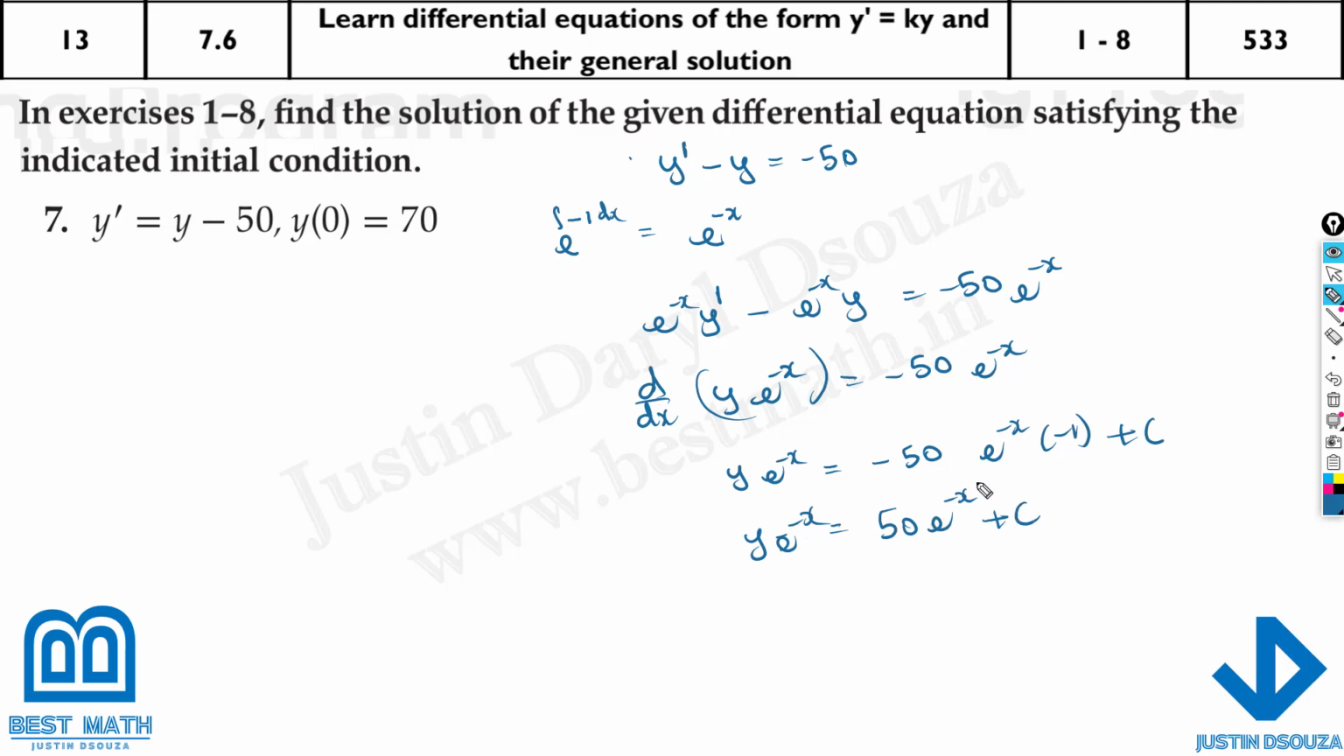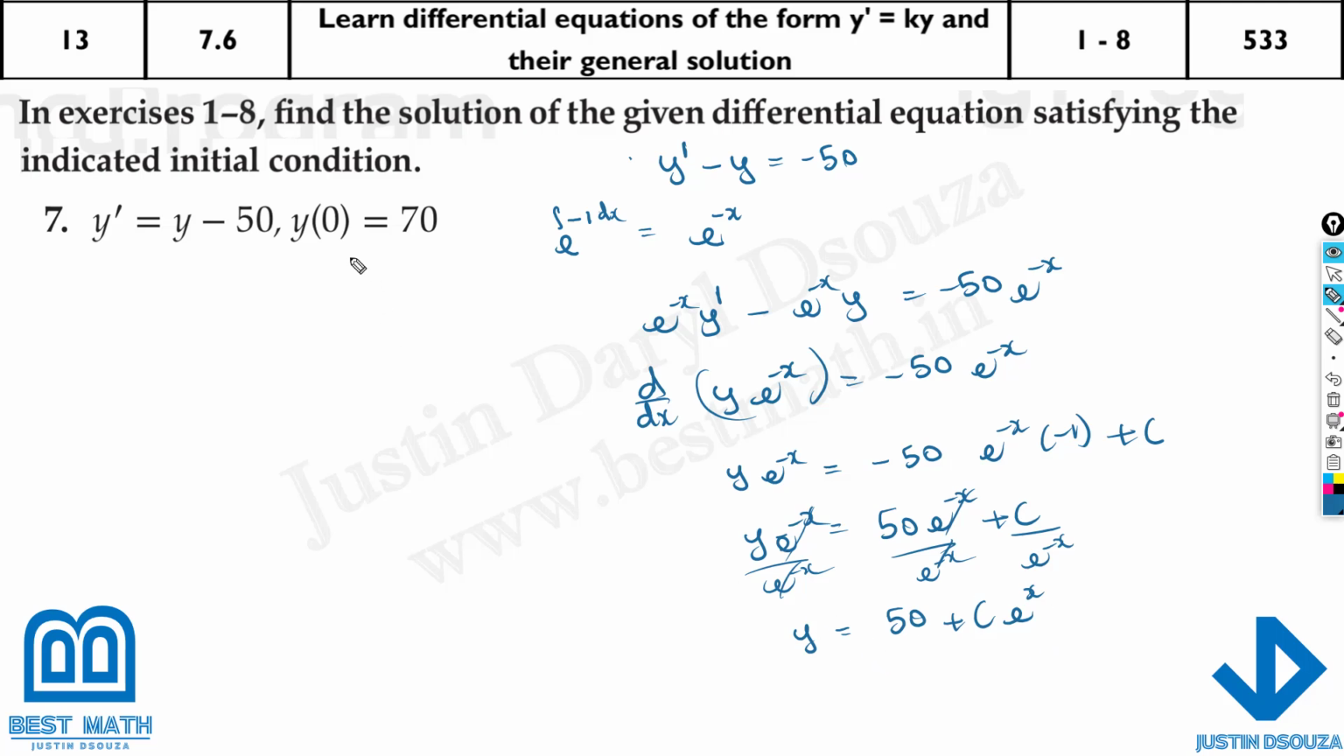So how do you cancel this e to the power minus x? Just divide throughout by e to the power minus x. So here it'll be e to the power minus x, and over here also e to the power minus x. So you're remaining with y is equal to 50. This is gone. This goes up, it will be c times e to the power positive x. So this is the function.